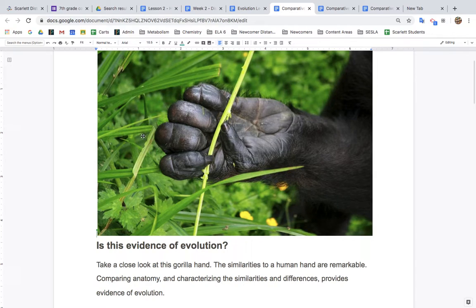Take a close look at this gorilla hand. The similarities to a human hand are remarkable. Comparing anatomy and characterizing the similarities and differences provides evidence of evolution.